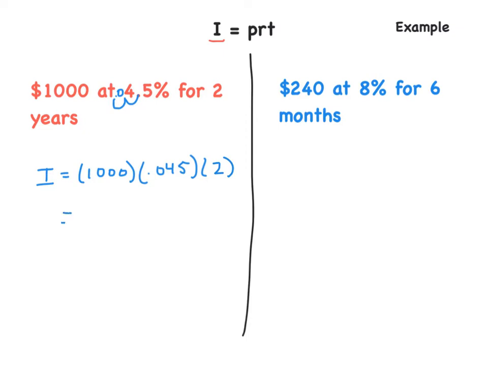Now that we have it all set up, all we have to do is multiply it through. When we do that, we end up with $90. So basically what this means is if we invest $1,000 at a 4.5% interest rate for 2 years, after those 2 years, we are going to get back the $1,000 plus $90. So the interest that we will receive is $90.